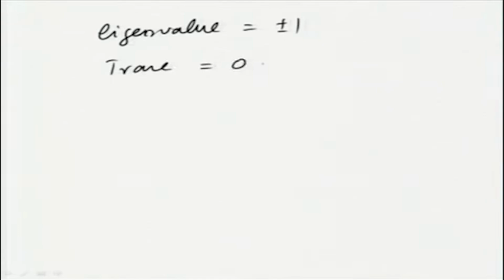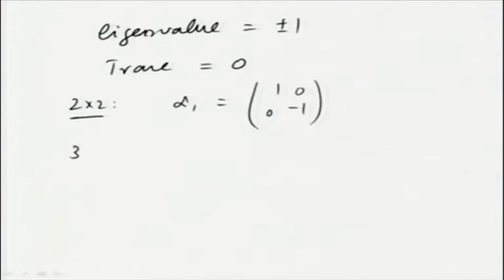So, let us take an example. If I take a 2 by 2 matrix, then say alpha 1 can be in the diagonal form 1, minus 1. Just an example. This is now traceless, and the eigenvalue is either plus 1 or minus 1.